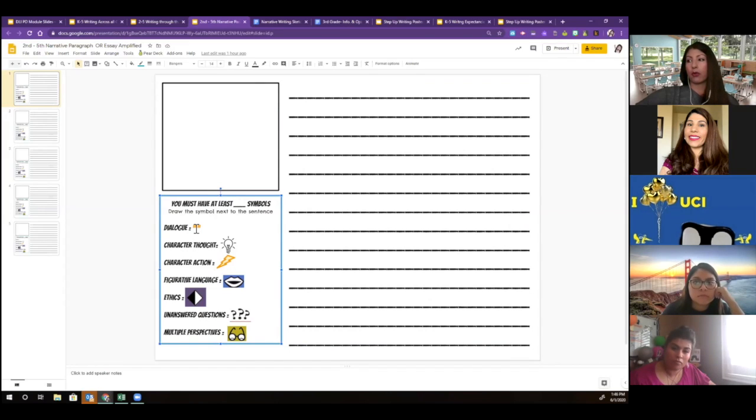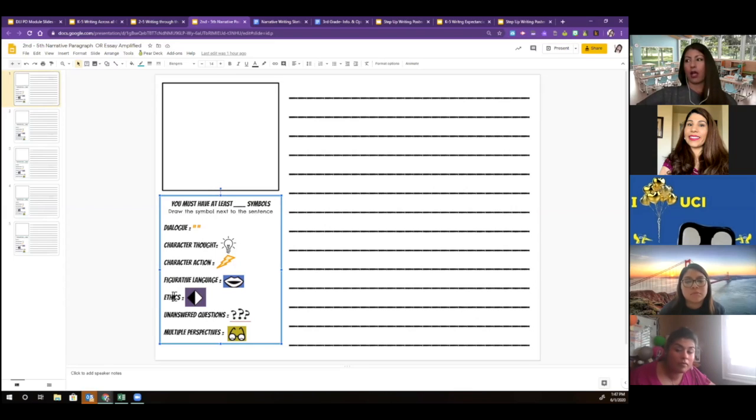So if they haven't included dialogue, this is just a reminder: let's include dialogue so that we can level it up, because this is a narrative. Make sure they're including what the characters are thinking to develop the story a little bit better. Add some figurative language. Mention anything that had to do with a dilemma, where we're incorporating some ethics into this.